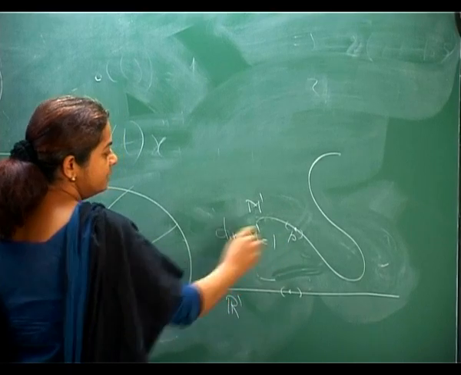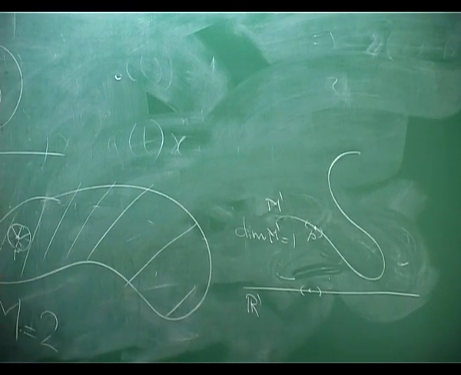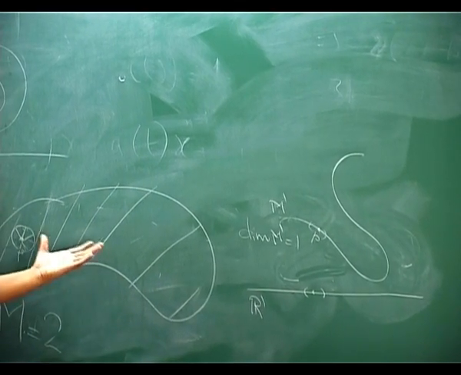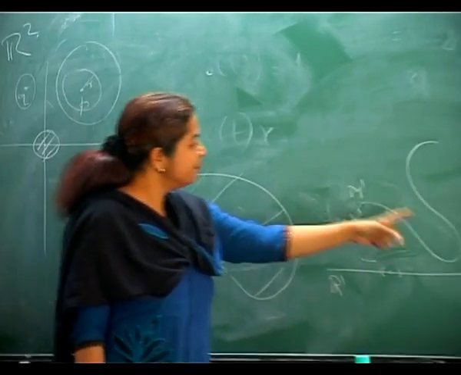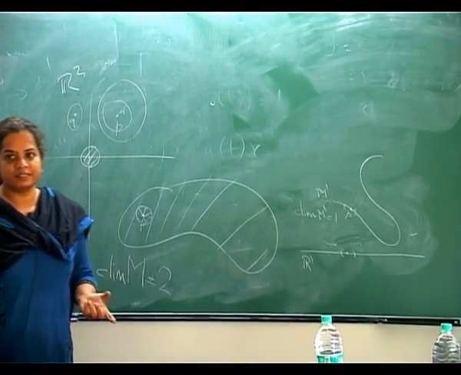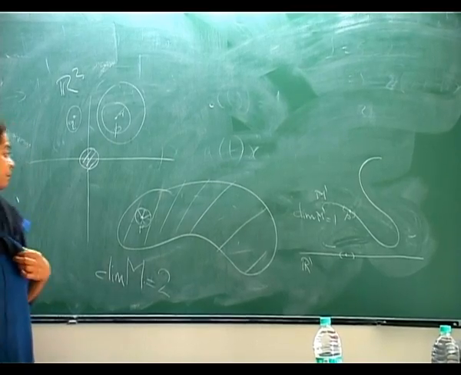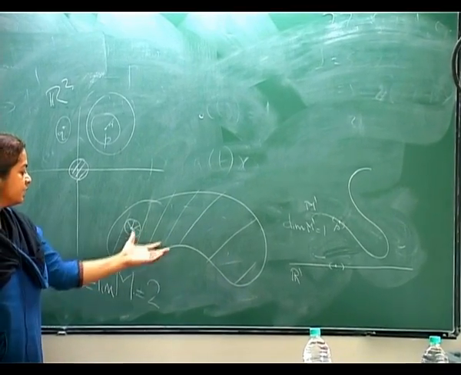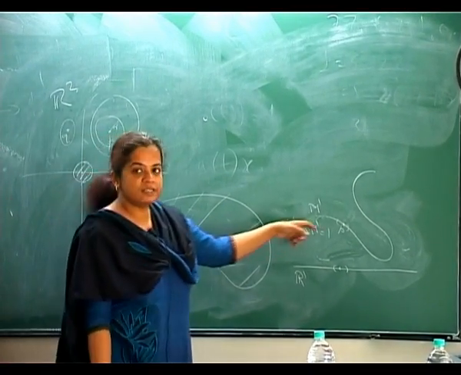So this is one dimensional. Immediately you can see that you have this filled figure here and this figure M prime, so they are not going to be equivalent. I mean they are not going to be the same, because the dimension of this figure is 2 and the dimension of this figure is 1.